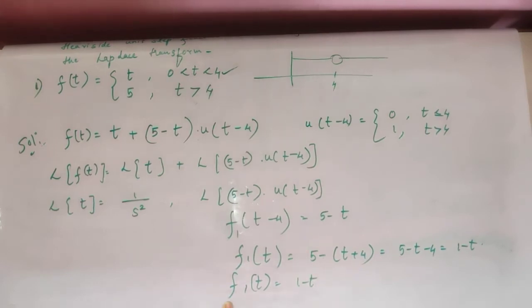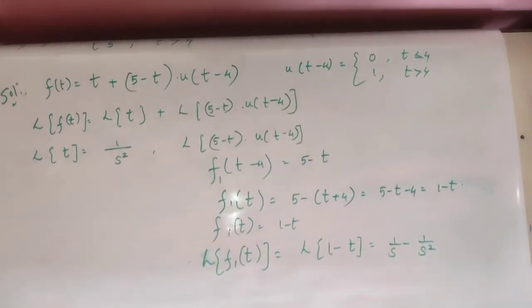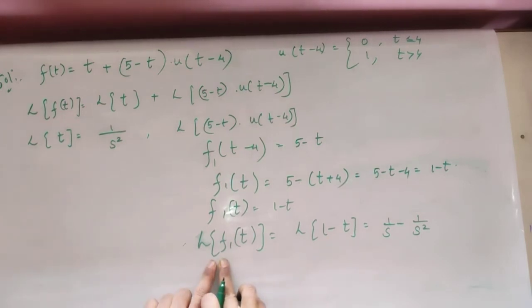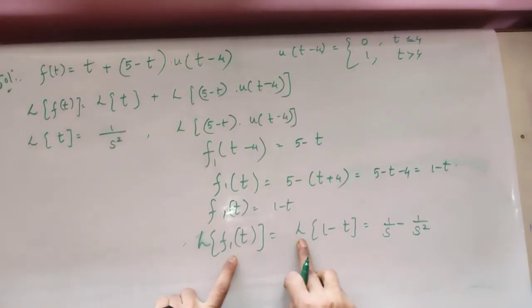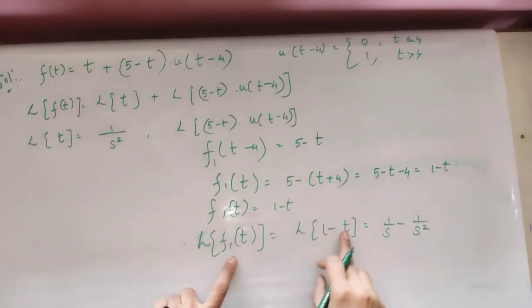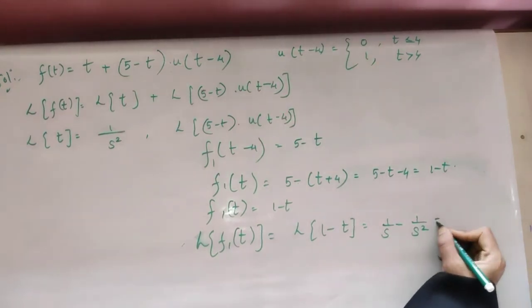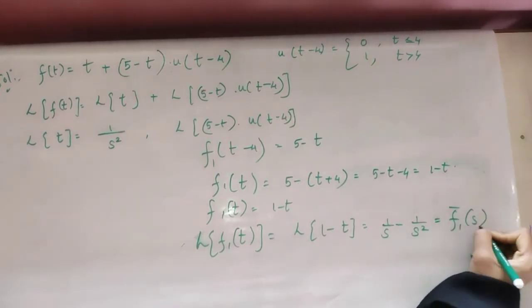I want L of f1 of t. L of f1 of t is L of 1 minus t. It is 1 divided by s minus 1 divided by s square. L of f1 of t is L of 1 minus t, which is L of 1, 1 divided by s, minus L of t, 1 divided by s square. Okay, we have got this. This is your f1 bar of s.